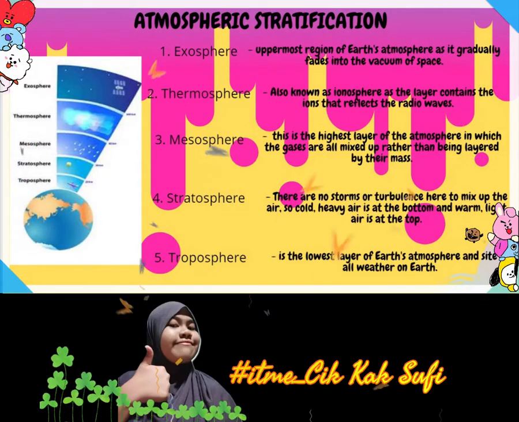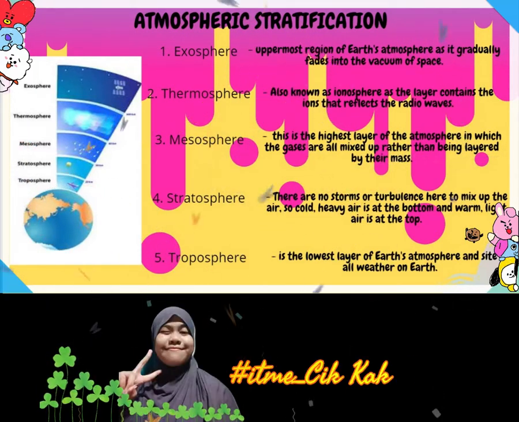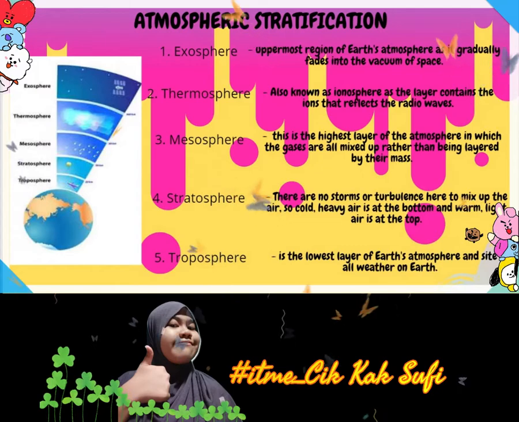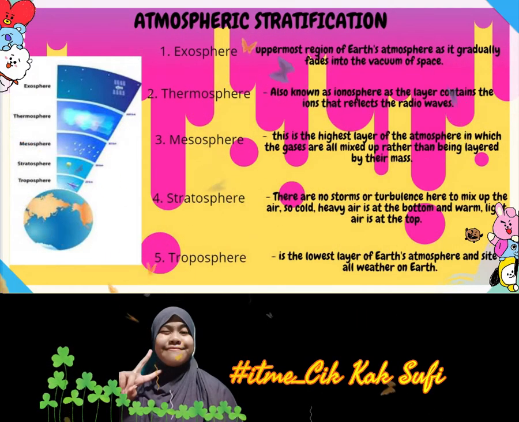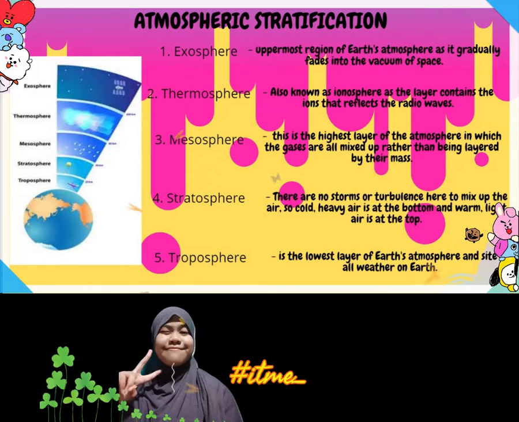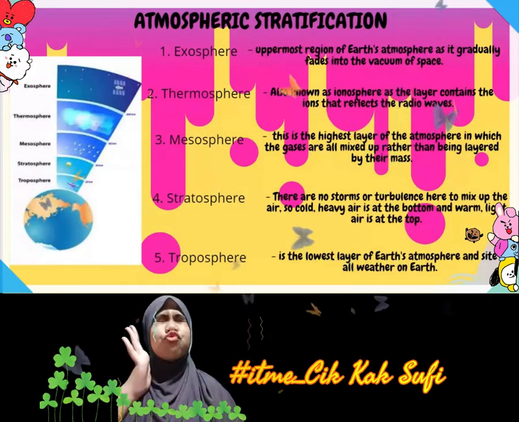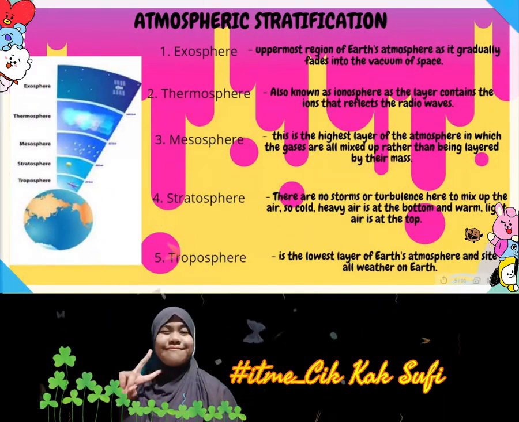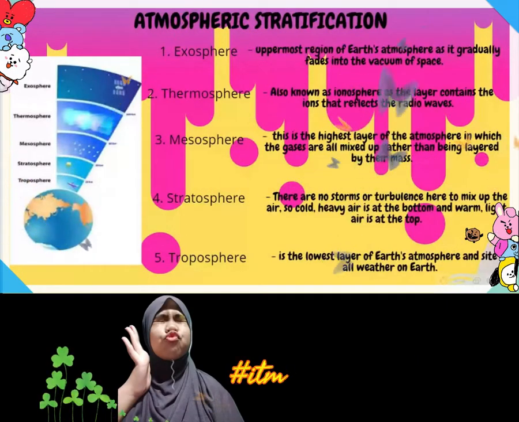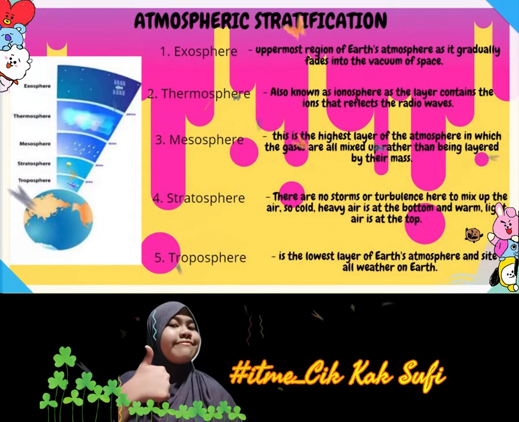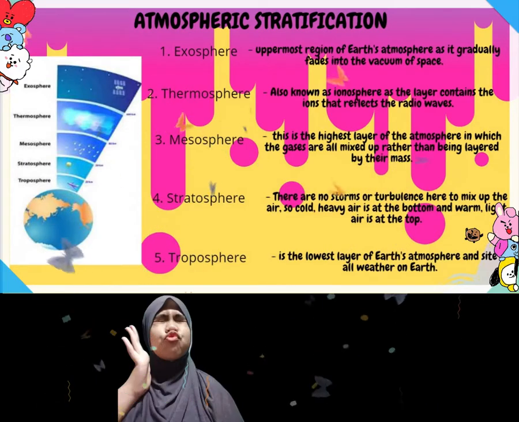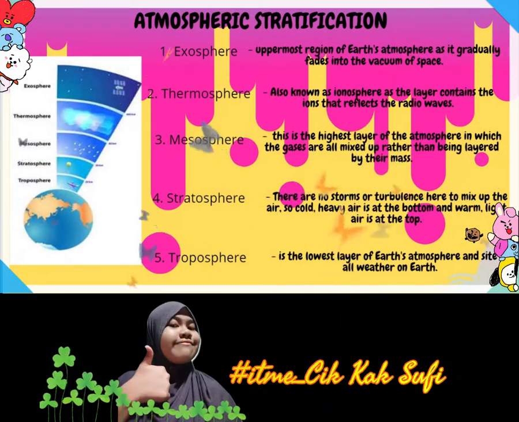Mesosphere is the highest layer of the atmosphere in which the gases are all mixed up rather than being layered by their mass. There are no storms or turbulence here to mix up the air. So cool, heavy air is at the bottom and warm light air is at the top. So the last layer but not least is troposphere. Troposphere is the lowest layer of Earth's atmosphere and site of all weather on Earth. So we go to the next one.